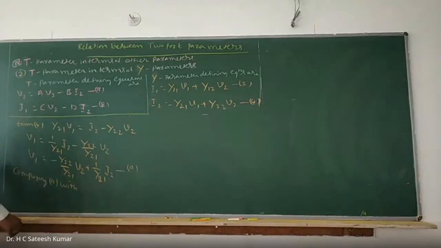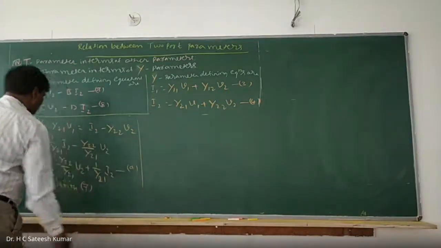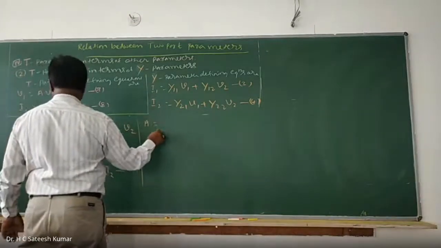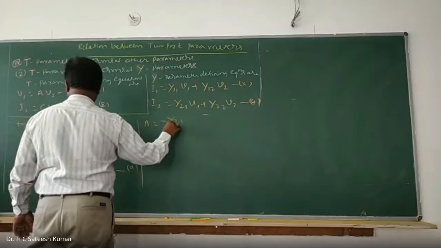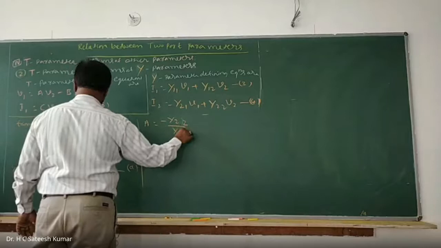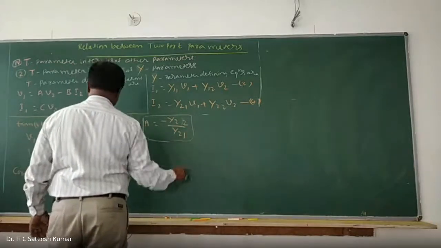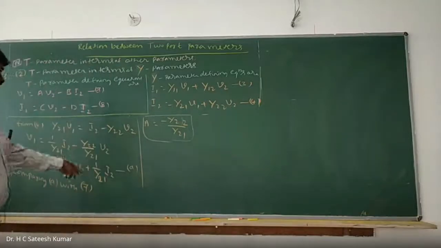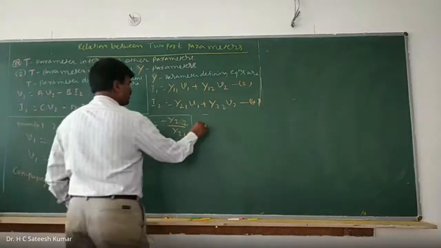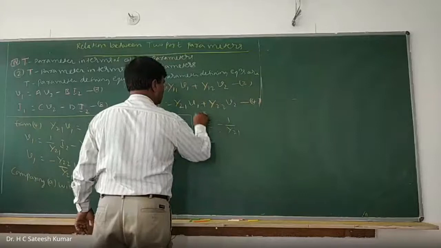A with 7. Okay, right. V1 is 7. So if you compare A with 7, what will you get? A is equal to minus Y22 divided by Y21. And what do we have? Minus sign is there. Minus B is this one. Okay, minus B is equal to 1 by Y21. Therefore B is equal to minus 1 by Y21. You will get it. Okay, right?